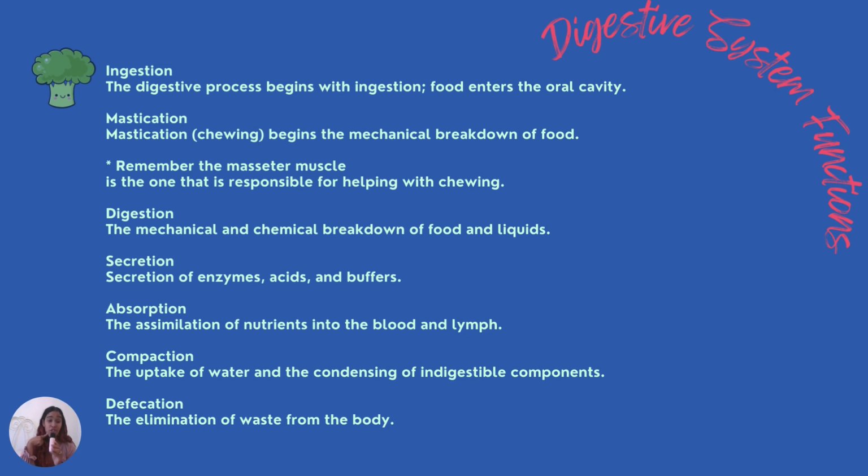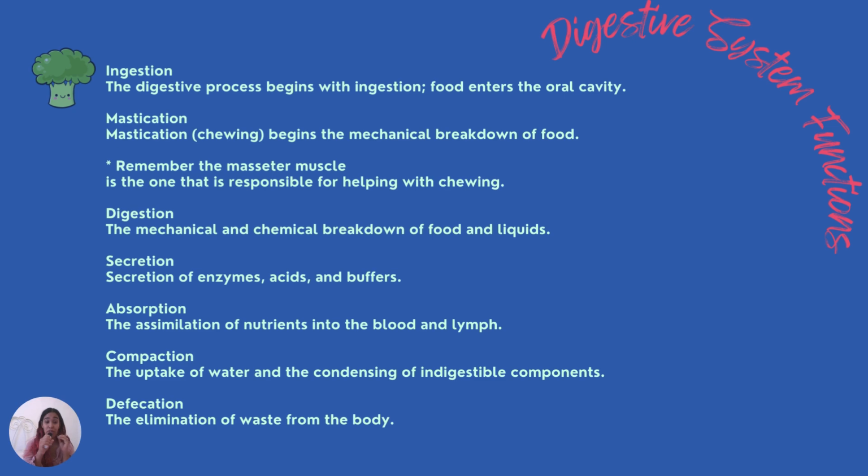Digestion is the mechanical and chemical breakdown of food and liquids. Secretion of enzymes, acids, and buffers. Absorption, what is that? Where does that take place? So I want you to start thinking, where are all these things happening? Absorption is the assimilation of nutrients into the blood and lymph. Compaction is the uptake of water and condensing of indigestible components.